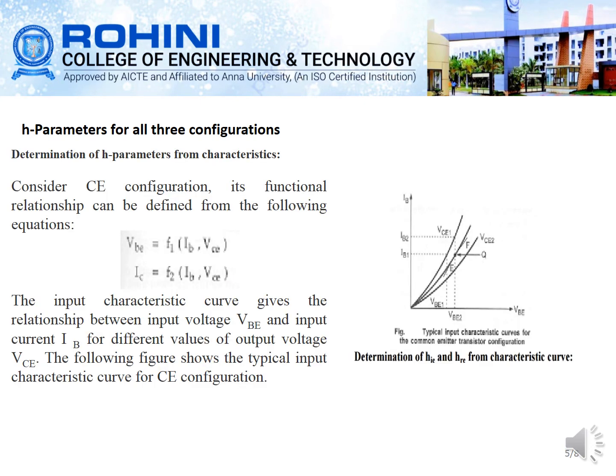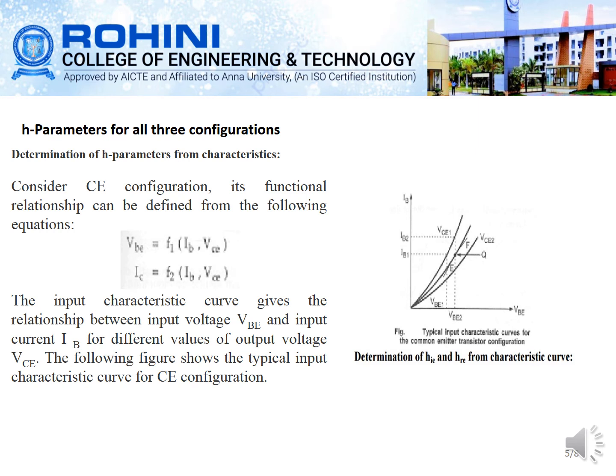Next, to determine the H parameters from the characteristics, we consider one configuration; you can choose any of the configurations. Here we consider the common emitter configuration. This functional relationship we can define as VBE is equal to f1 of IB comma VCE. In terms of current, if there is a change in the voltage, then there will be a change in the current. So IC is equal to f2 of IB comma VCE. You can see the changes denoted in this graph: IB1, IB2 and VBE1, VBE2. From this graph it is indicated that whenever there is a change in the voltage, there will be a change in the current.